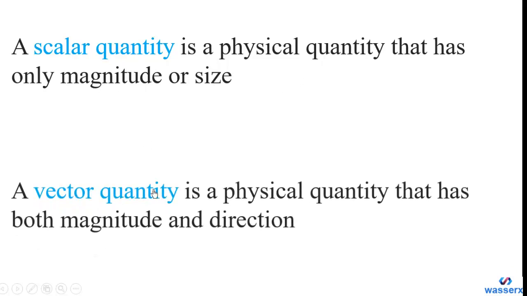Then a vector quantity is a physical quantity that has both magnitude and direction. It has both magnitude and direction. So examples are the weight of an object, displacement, then acceleration, among others. These are all vector quantities. Velocity is also a vector quantity.